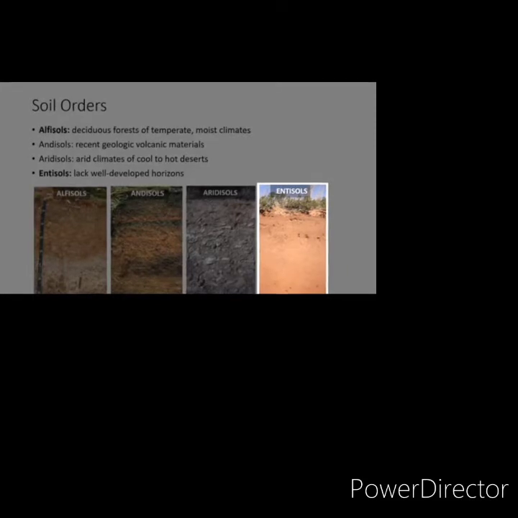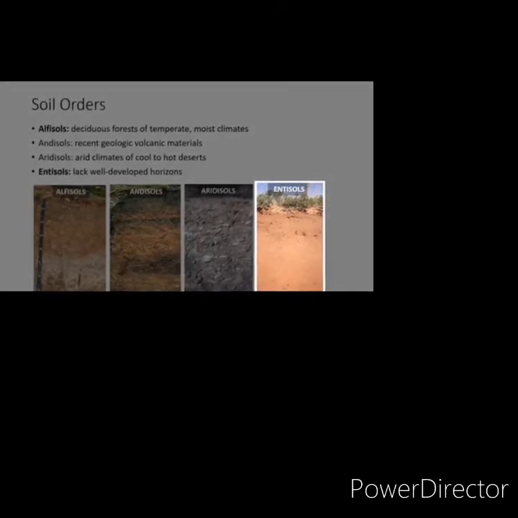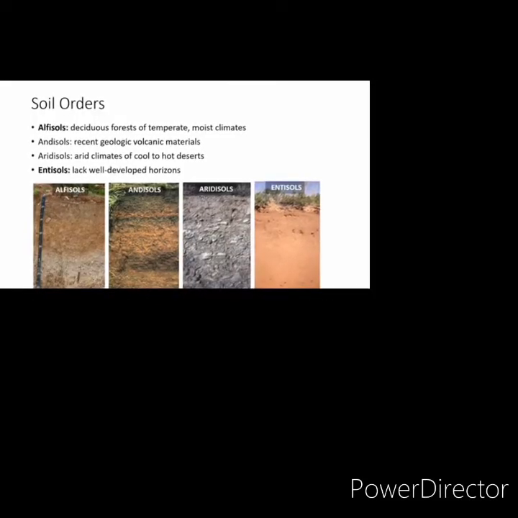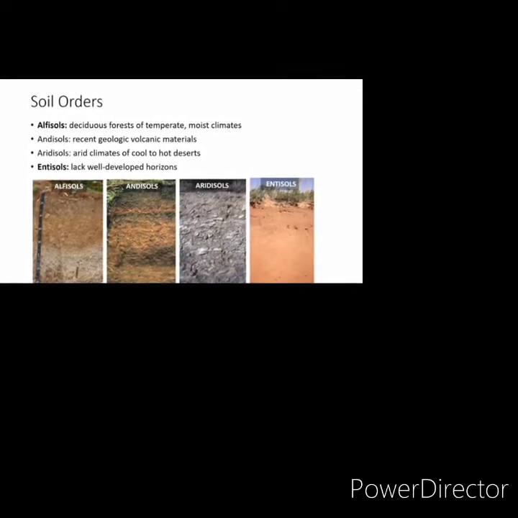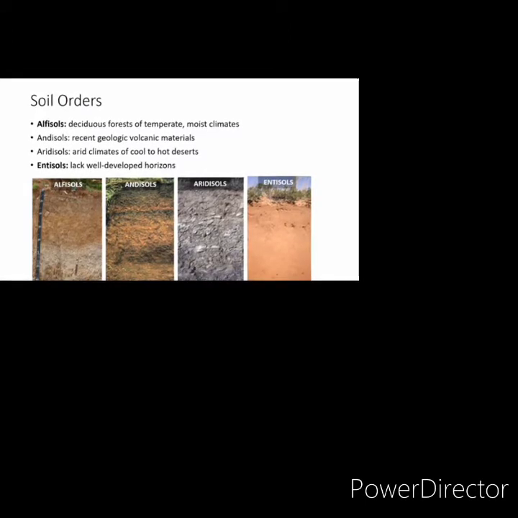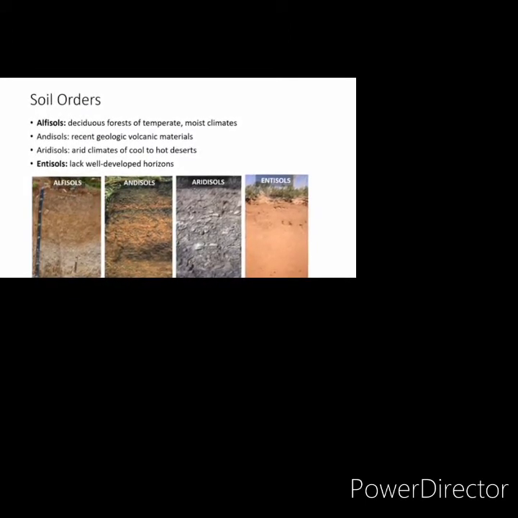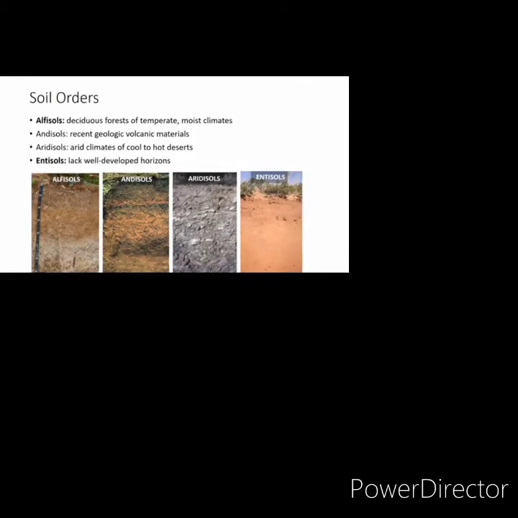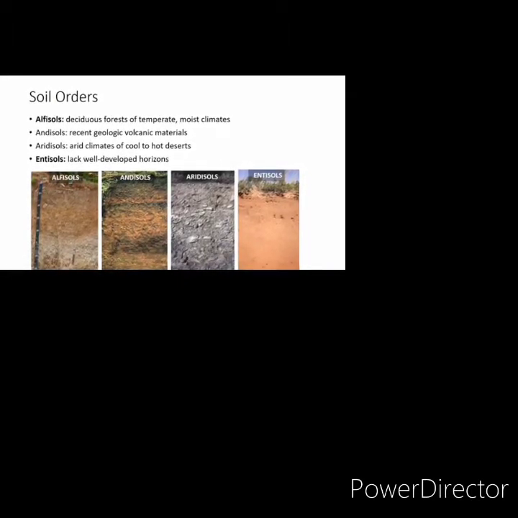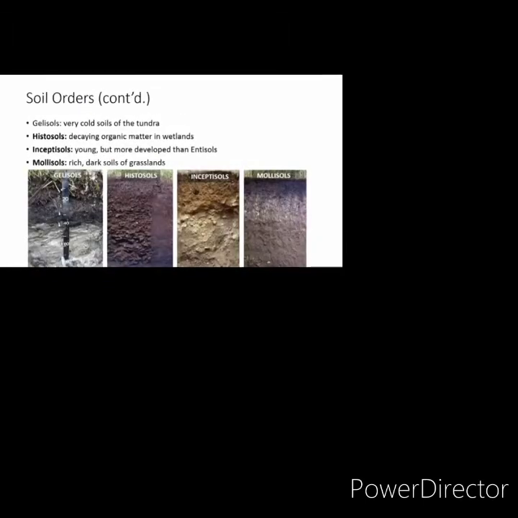Entisols lack well-developed horizons. Ent means recent. They may be young or form under conditions that inhibit soil development, such as climatic extremes or resistant parent material. Entisols are the least developed of the soil orders, so they don't have much in the way of noticeable horizons. They are extremely variable, scattered throughout the country, and sometimes difficult to use.